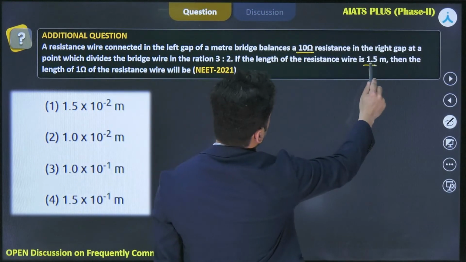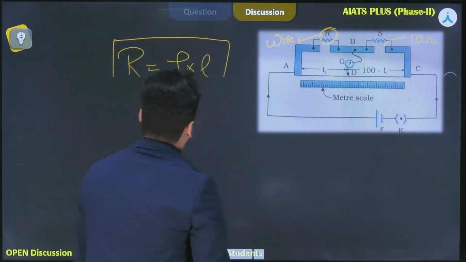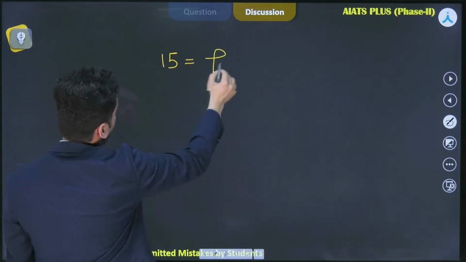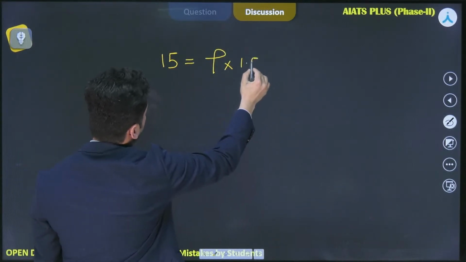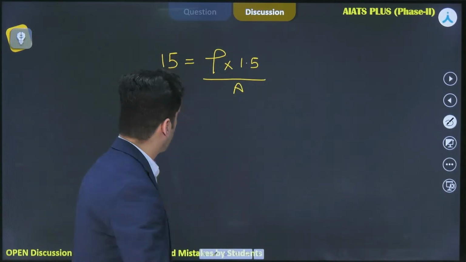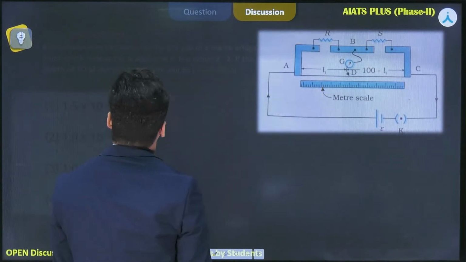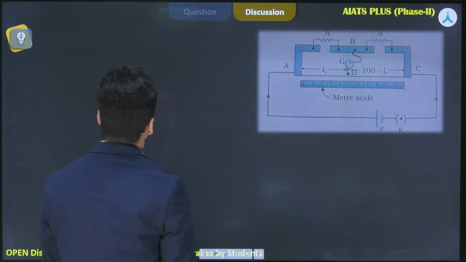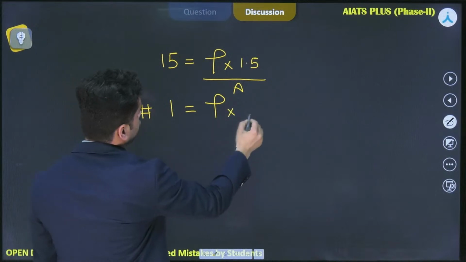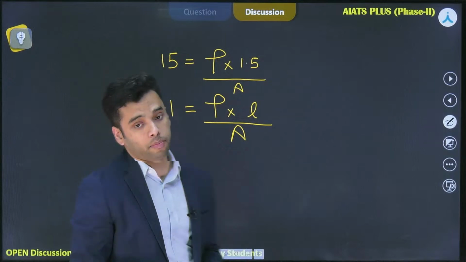So you need to find, if the length of the resistance wire is 1.5 meter, then the length of 1 ohm of the resistance wire. Now, according to the problem, 15 ohm is the resistance when resistivity is rho, length is 1.5, and area of cross section is A. Now if the resistance of the wire is 1 ohm, in that case, again, resistivity will be rho, length you need to find, and area of cross section still remains A because the wire remains the same, right?